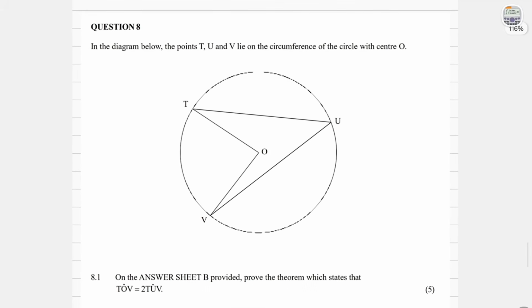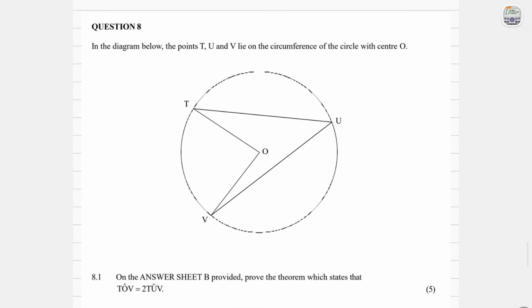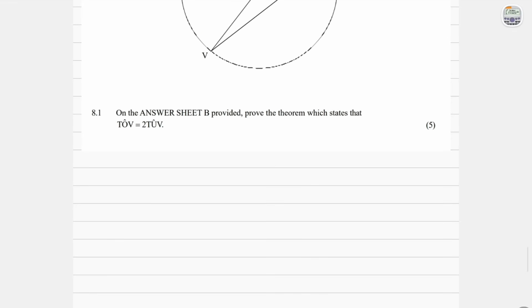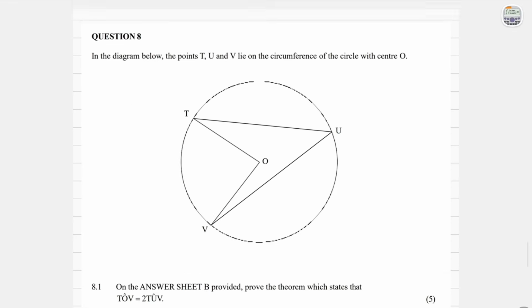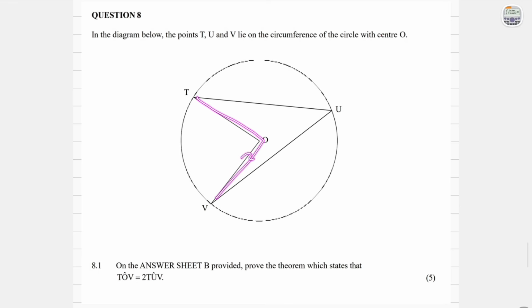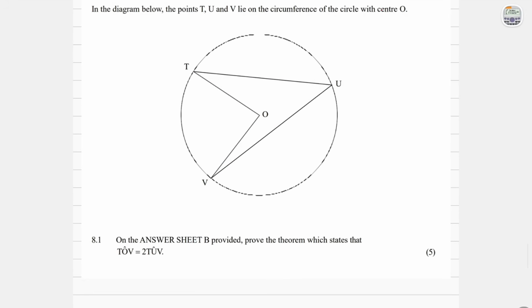Question 8 says, in the diagram below, the points T, U, and V lie on the circumference of the circle with center O. Question 8.1 says, on the answer sheet B provided, prove the theorem which states that angle TOV is twice the size of angle TUV. So we are proving this theorem.